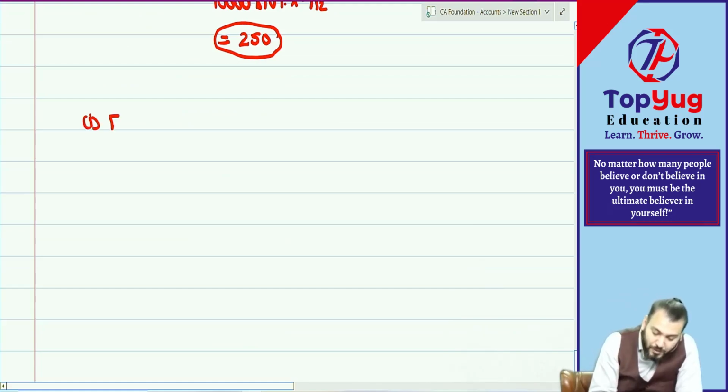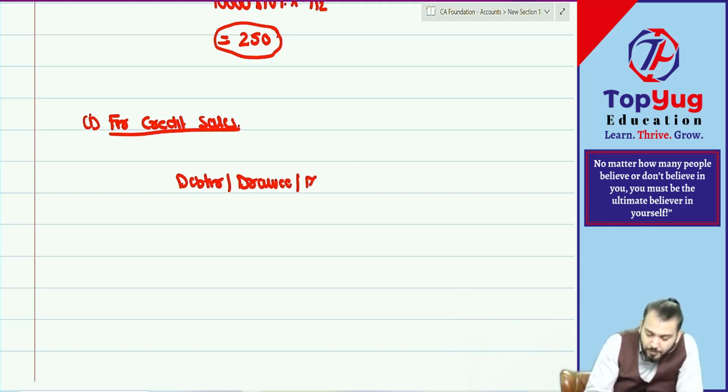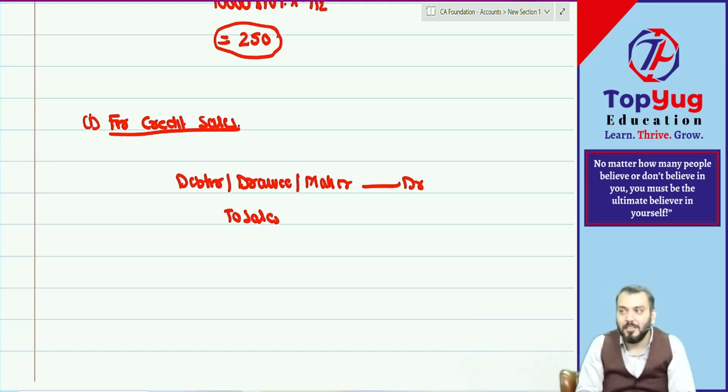Point number 1. For credit sales, what journal entry? Debtor account debit, drawee account debit, maker account debit to what? Sales. I am starting from the beginning to inform you that whatever may be the case, there should first be credit sales. Without credit sales, this chapter cannot be started. To start this chapter, we should have some credit sales. There must be a debtor in our books. Then only we can start this chapter. If there is no debtor, we cannot start this chapter. Are you getting what I am saying? Correct?